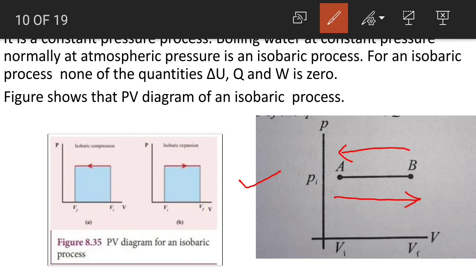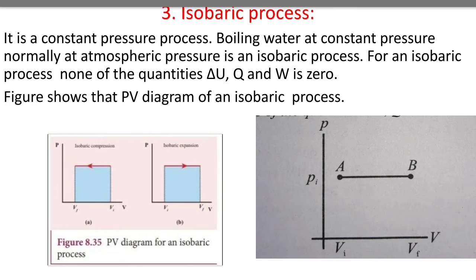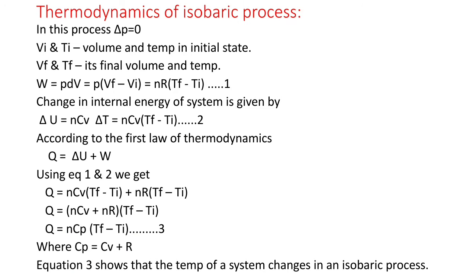For a detailed explanation, see this figure. Figure A shows the isobaric compression because the process moves towards the left, and figure B shows the isobaric expansion. So this is the PV diagram for an isobaric process. Now see the thermodynamics of an isobaric process.